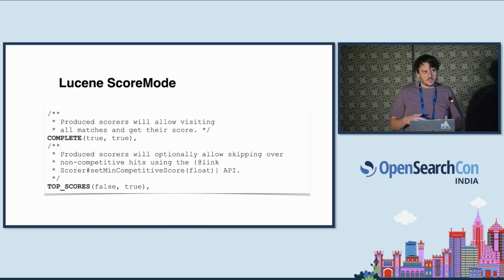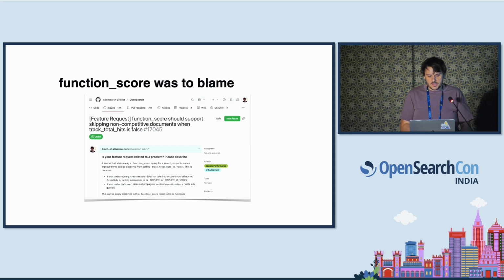Well, the track total hits field roughly translates to two values in the scoring mode for Lucene, where when you're using track total hits true, it uses the complete scoring mode, and when it's false, it's using the top scores. Well, it turns out that we were using a function score as part of our query. It's the function score query type as part of our search request, and it currently is not capable of supporting this skipping over non-competitive documents.